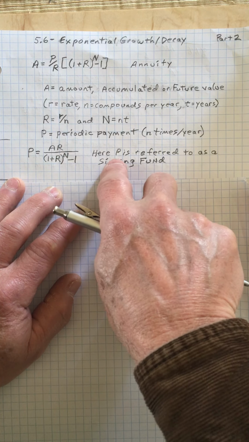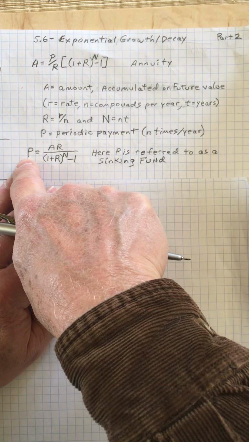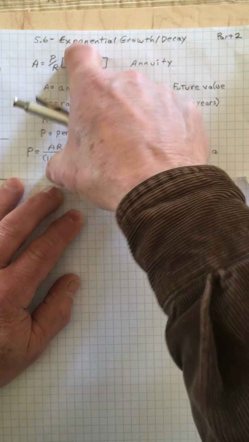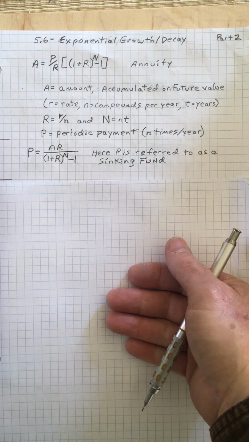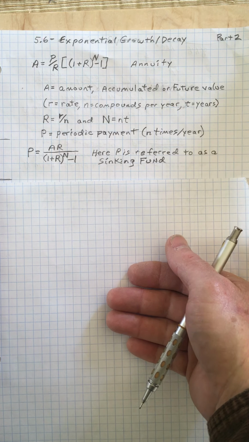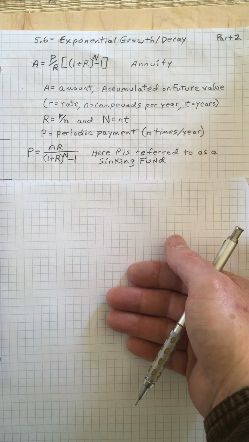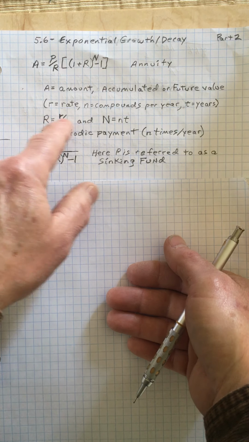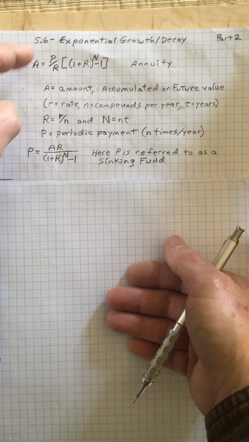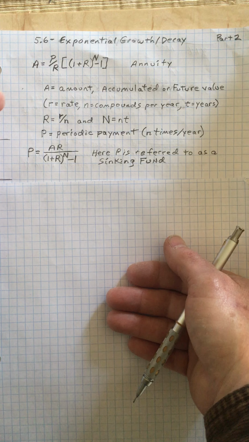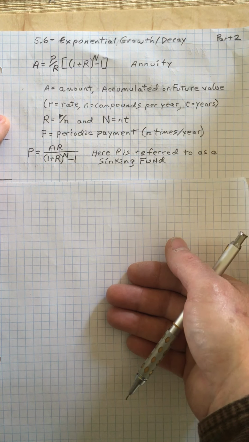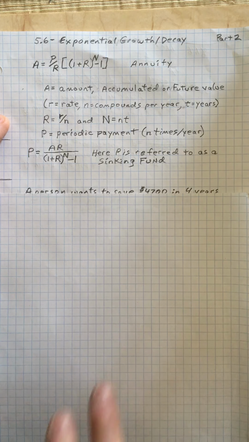So here P is referred to as a sinking fund. Here P is referred to as your periodic payment. They're exactly the same thing. It's just two different ways of looking at it. These solve exactly the same way that the other financial equations did. So I'll just do one example so we can see how this works. And we can kind of get an idea of maybe picking this one or this one over the other one, although it doesn't matter.